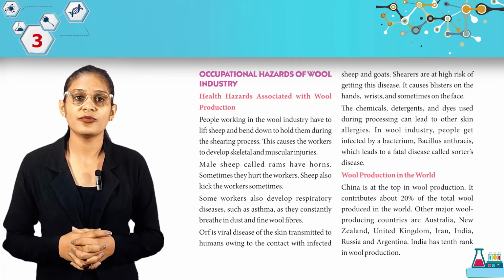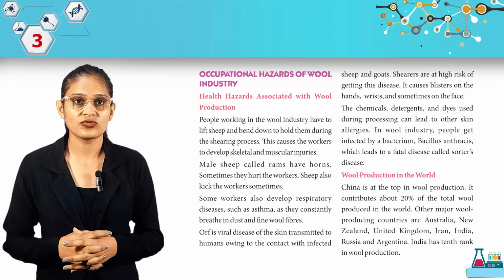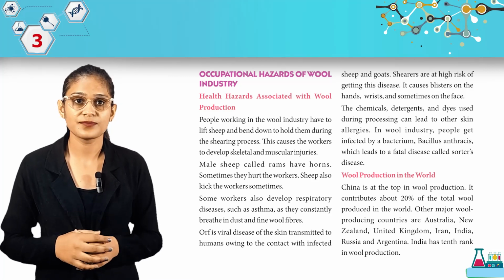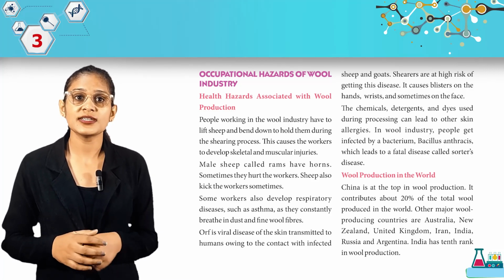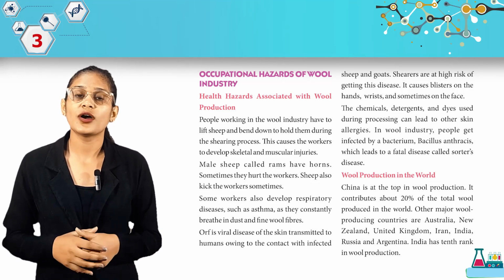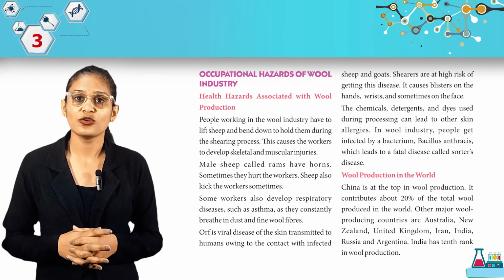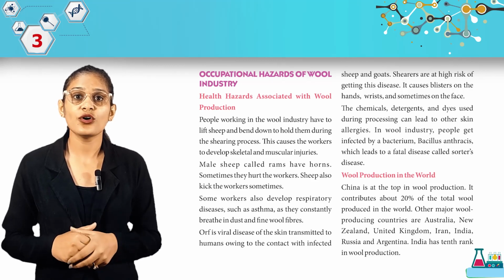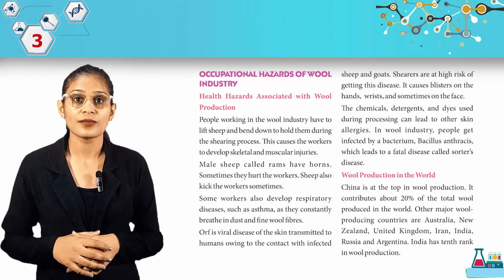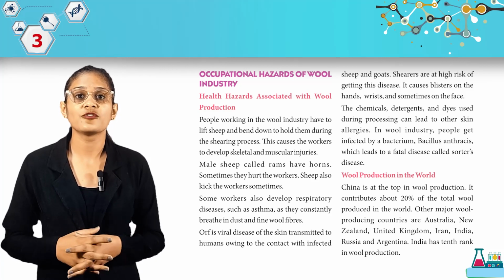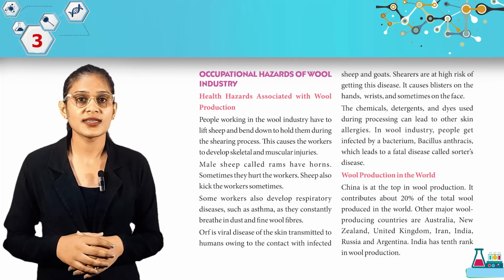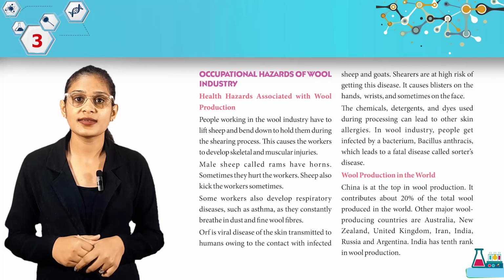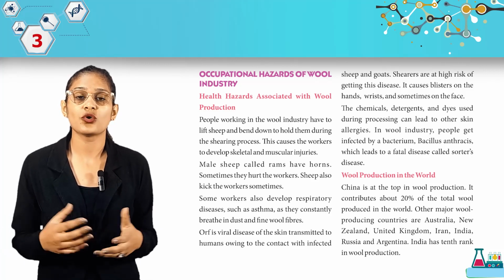Some workers also develop respiratory disease such as asthma as they constantly breathe in dust and fine wool fibers. Orf is a viral disease of the skin transmitted to humans owing to contact with infected sheep and goats. Shearers are at high risk of getting this disease. It causes blisters on the hands, wrists, and sometimes on the face. The chemicals, detergents, and dyes used during processing can lead to other skin allergies. In the wool industry, people get infected by a bacterium, Bacillus anthracis, which leads to a fatal disease called Sorter's disease.